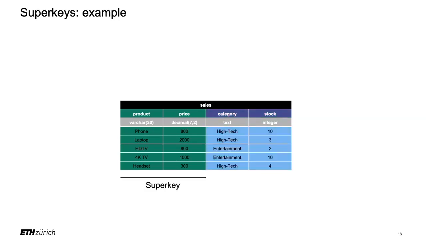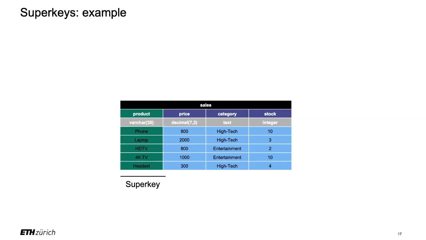It's still a super key. This is not a candidate key. Why? Because I can remove the price. I can remove stuff. For as long as I can remove stuff, it's not a candidate key. Now I cannot remove anything anymore. I have just product. If I remove something, it's the empty set, right?